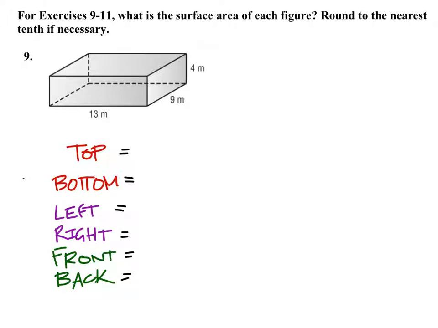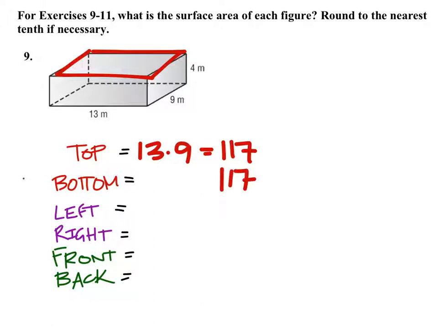Now I have these paired with the same colors because since this is a rectangular prism, all the opposite surfaces or faces are going to have the same dimensions. So for example, the top right here is the same as the bottom, and that is a 13 by 9 rectangle, which gives us 117 square meters. So the bottom face also matches that, so also a 13 by 9 rectangle.